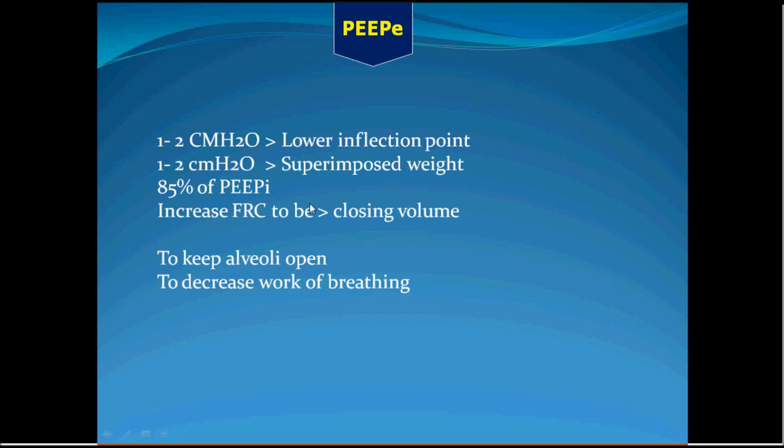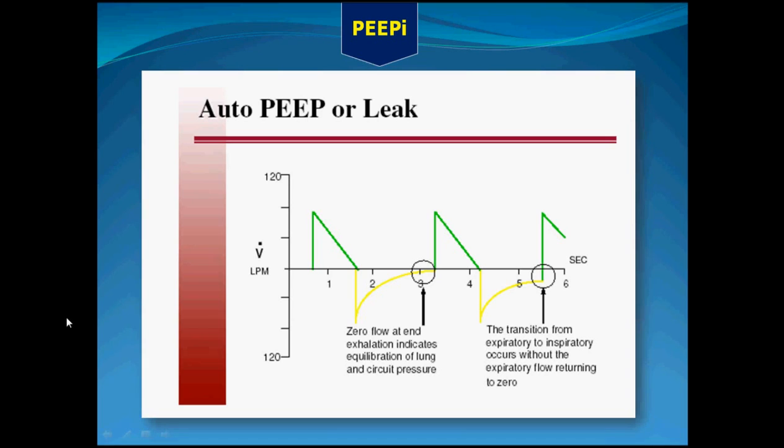This means that the extrinsic PEEP is meant to increase the functional residual capacity to be more than the closing volume. This extrinsic PEEP is meant to keep alveoli open and at the same time to decrease the work of breathing. How to define or to detect the intrinsic PEEP?